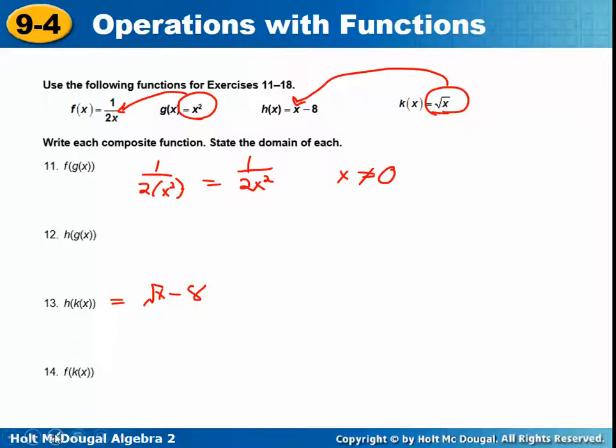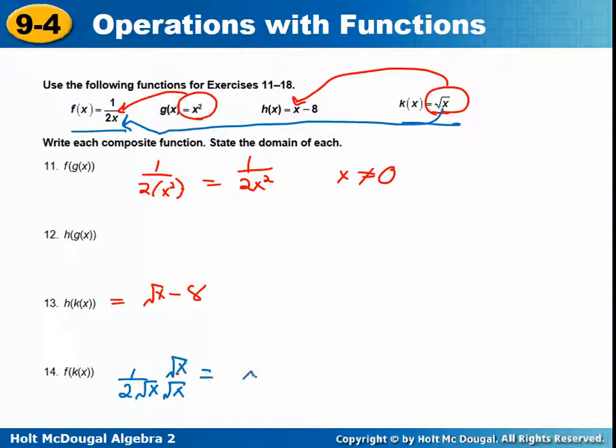One more example, f of k of x. Let's change pen color here. Here is f of x, here is k of x. Again, we're going to plug in the square root of x right here. So we'll have 1 over 2x, but instead of x, we'll write the square root of x. And then we don't leave the square root in the denominator, so we would multiply top and bottom by the square root of x. And we'd get 1 times the square root of x over 2 times the square root of x times the square root of x. That's just x, so we'd have 2x on the denominator. X cannot equal 0 because then you would have 0 in the denominator.